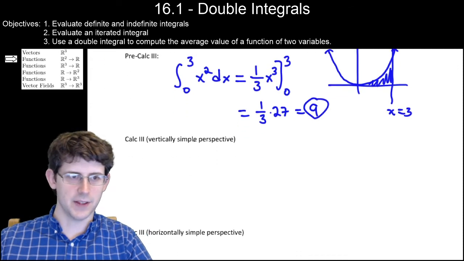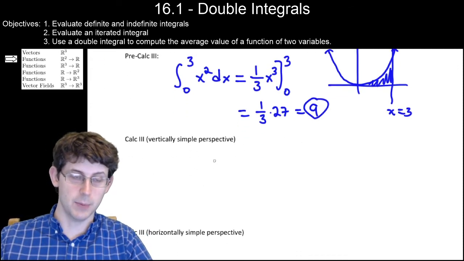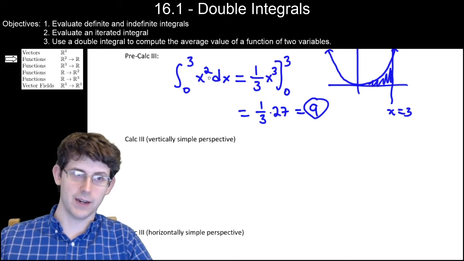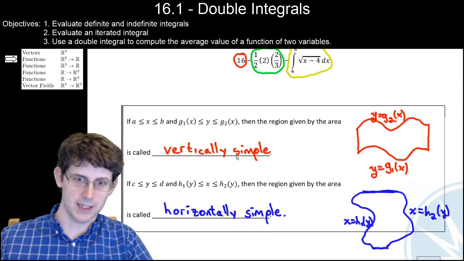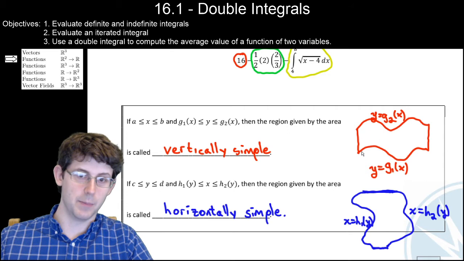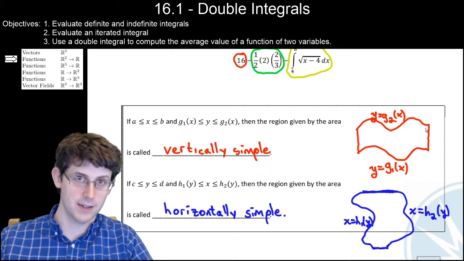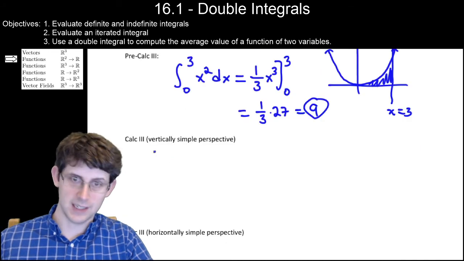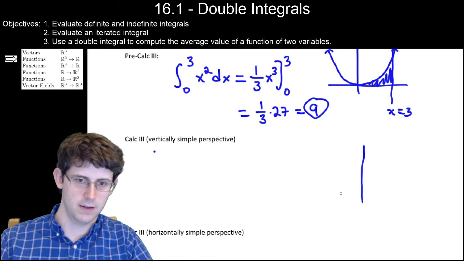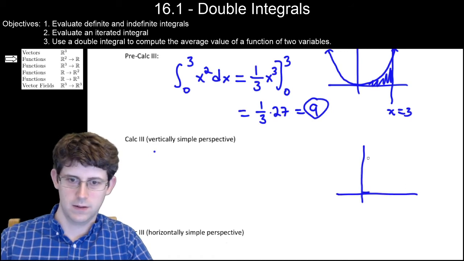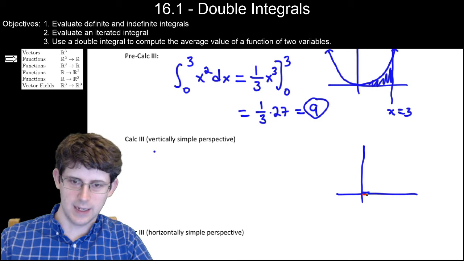Now, if we think about this as being a vertically simple shape, we can get all the info out of the integrand and into the bounds of an integral. Now, which kind is vertically simple? Vertically simple is saying, well, think about there being a bottom function and a top function. So the vertically simple perspective is to say, okay, nice region. It has a bottom function here and a top function here.